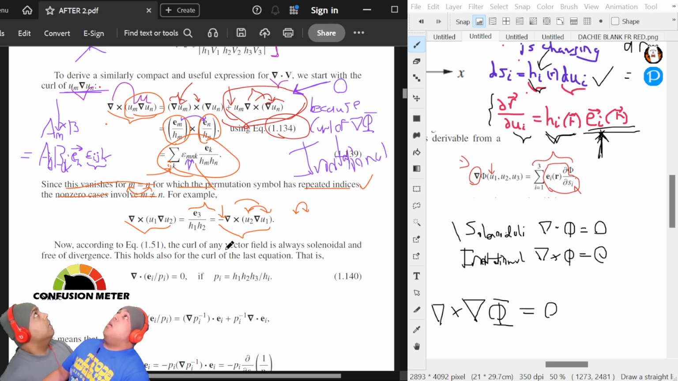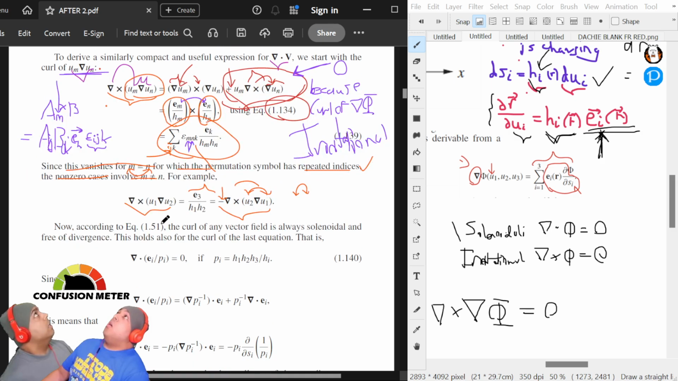Now, according to all the way up there, I'm not going up there. The curl of any vector field is always solenoidal. Is that true? The curl of any vector field is always solenoidal and free of divergence. This holds for all.